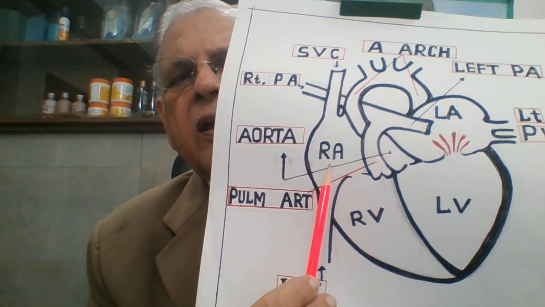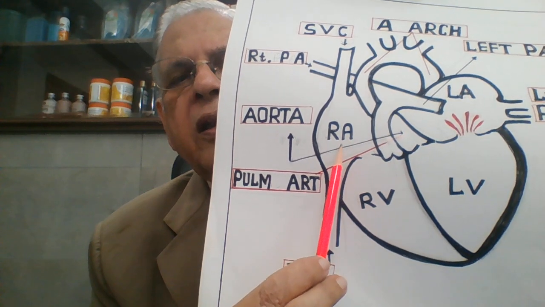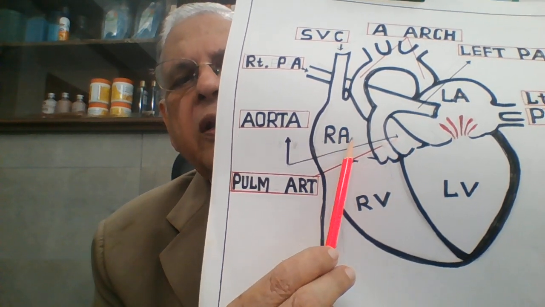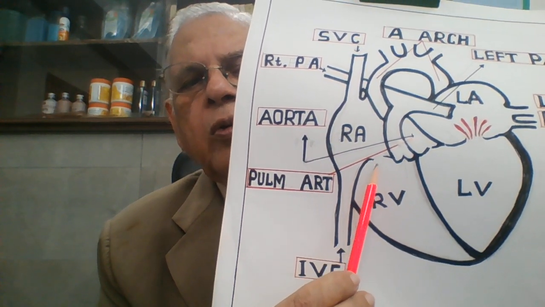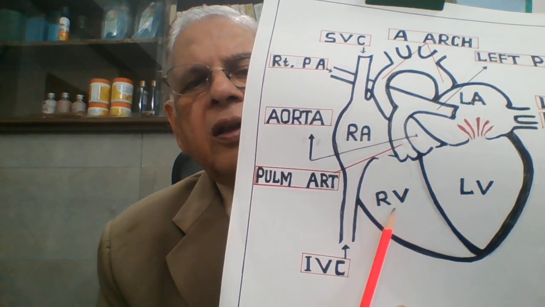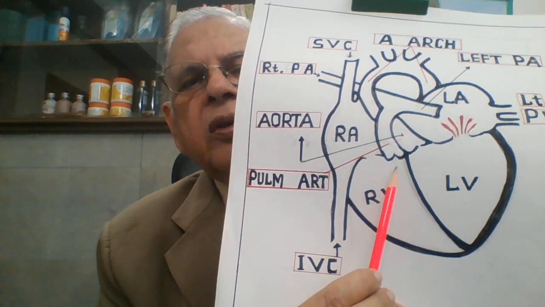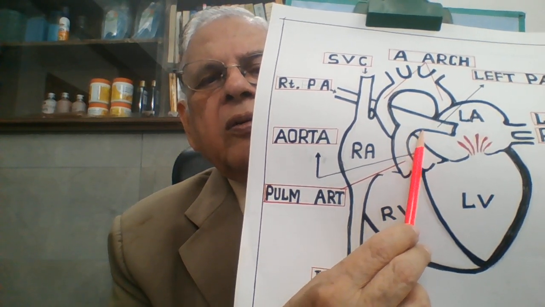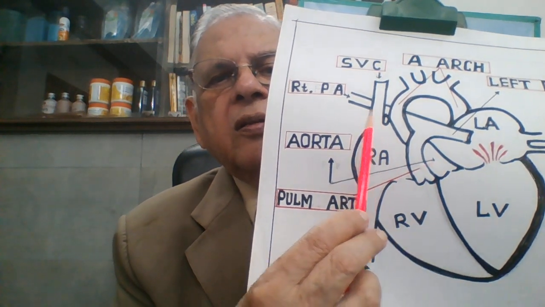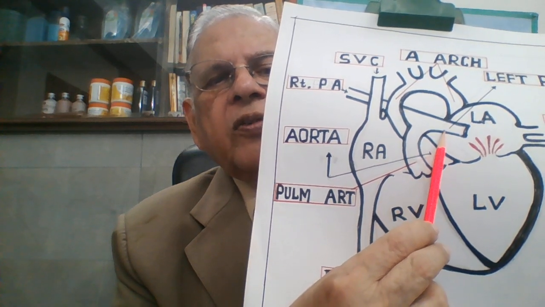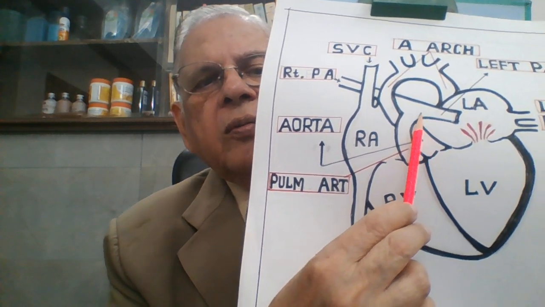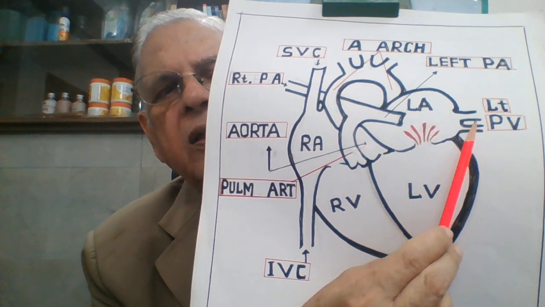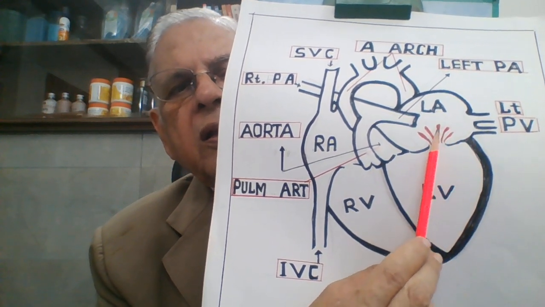All this blood is unpurified blood or unoxygenated blood. This comes to the right atrium. From the right atrium, through the opening, this goes to the right ventricle. From the right ventricle, through this artery, it goes to the pulmonary artery to both lungs like this, and after purification through the pulmonary veins like this, this comes back to the left atrium.